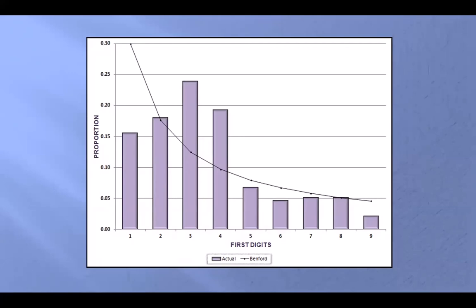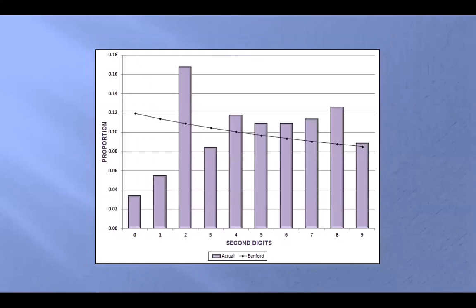So this is not surprising because Harriette invented all the numbers. And at least what we'd like to think with Benford's law, lots of invented numbers will not follow Benford's law. Second digits, she sure didn't like the second digit, zero. I think it's a test question, but don't quote me.